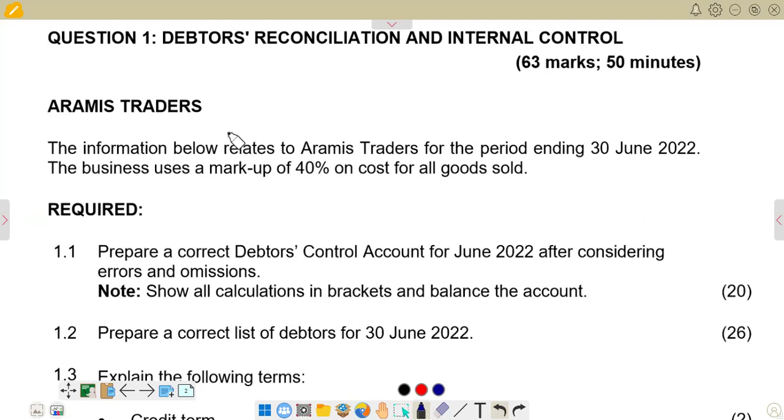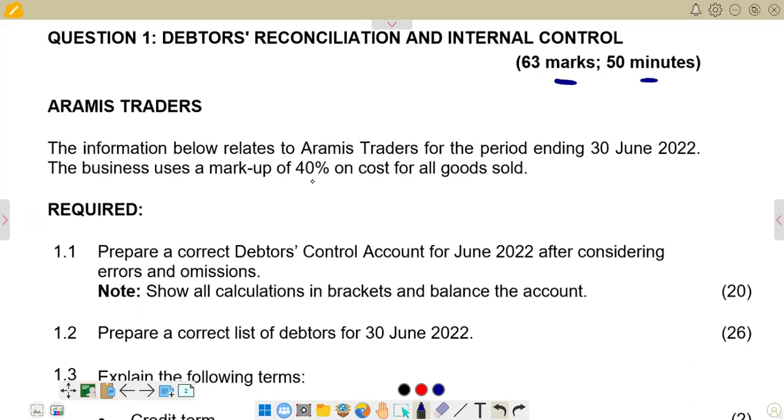Today, we want to look at the question on the preparation of debtors reconciliation and internal control. Remember, our question has got 63 marks, and you should spend on average 50 minutes on that question. The question is for RMS Traders, and it reads that the information relates to RMS Traders for the period ending 30 June 2022. The business uses a markup of 40% on cost of goods sold.